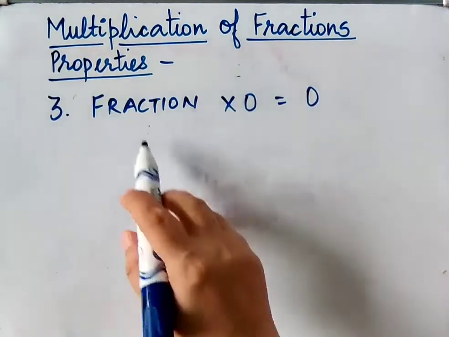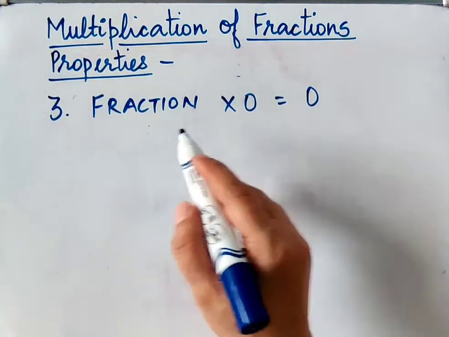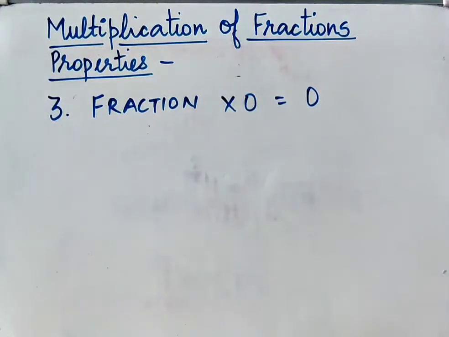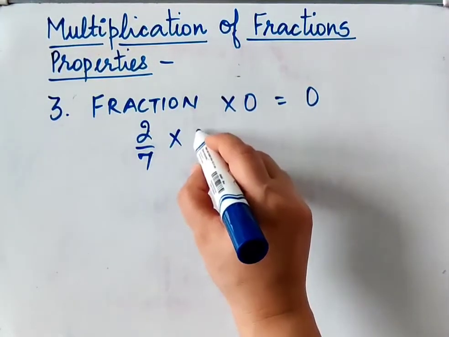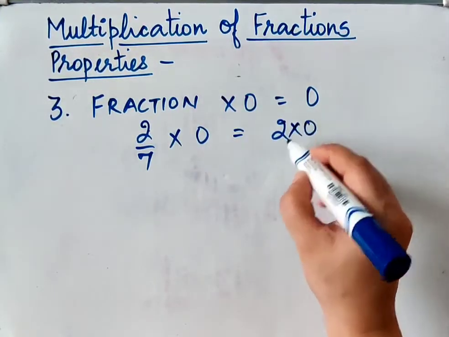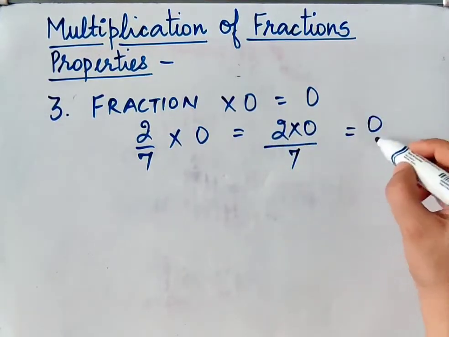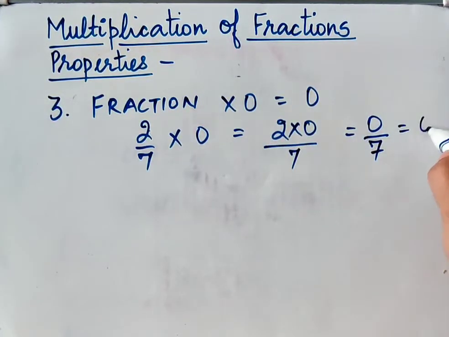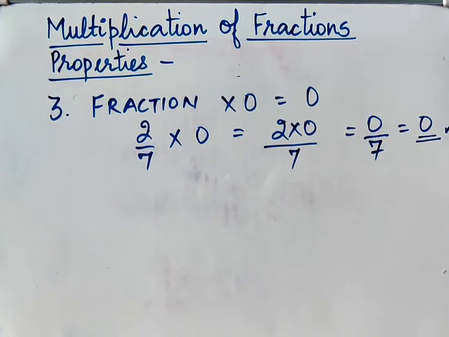And the third is the 0 property. Any fraction multiplied by 0 gives you 0. Any number multiplied by 0 always yields 0. So, here in the case of fraction, any number multiplied by 0, the numerator is 2 into 0 divided by 7. 0 multiplied by any number is 0. 0 by 7 is also 0. 0 divided by any number is also 0. Thus we get 0 as the answer.